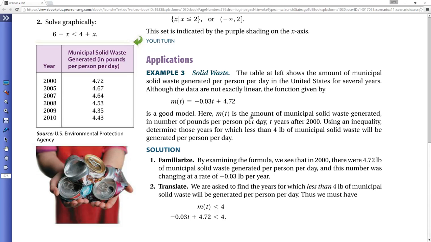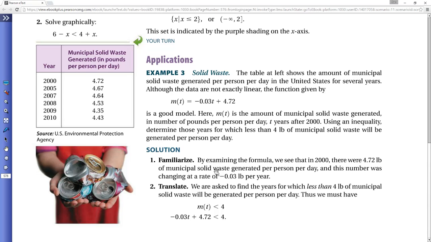Here, M of T is the amount of municipal solid waste generated by the number of pounds per person per day. T is years after 2000. Using an inequality, determine those years for which less than 4 pounds of municipal solid waste will be generated per person per day. Boy, that's a mouthful. Okay. Well, strategies with word problems are always pretty similar.